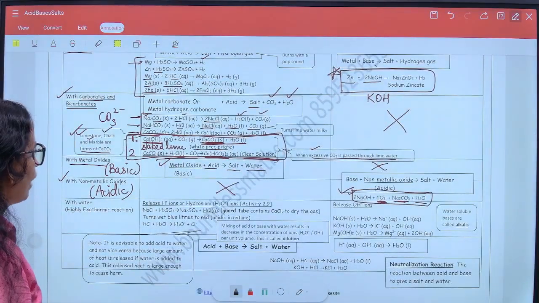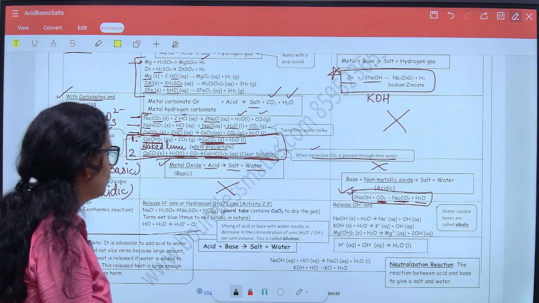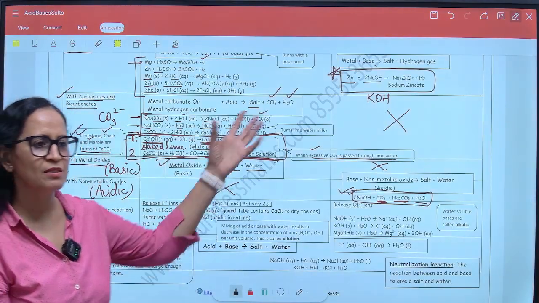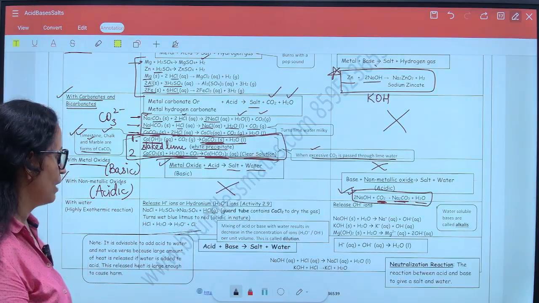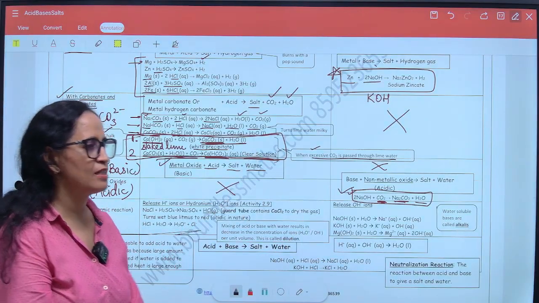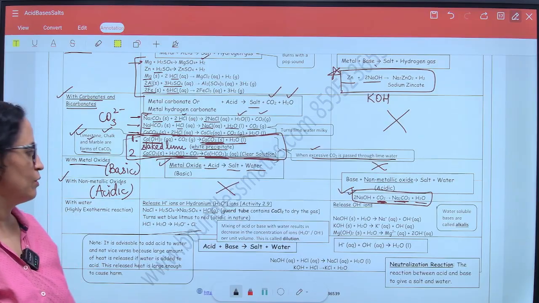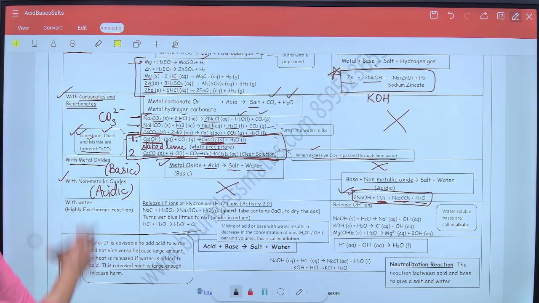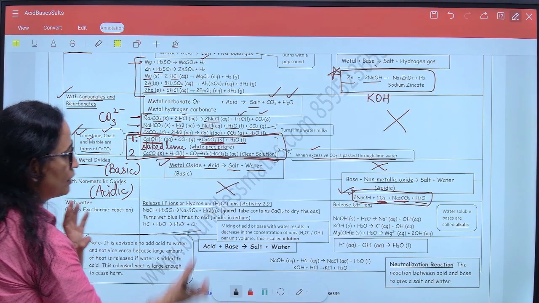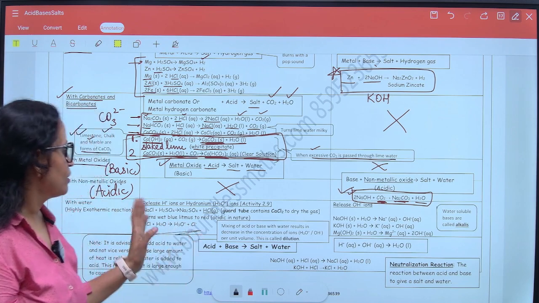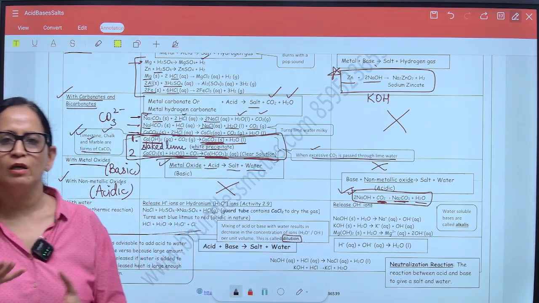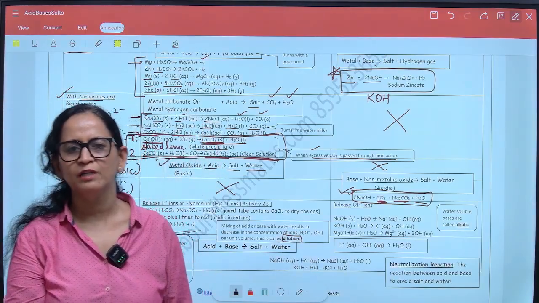Now with water, how do acids and bases behave with water? Acids release H plus ions. Bases release OH minus ions, hydroxide ions. So this is the basic behavior of any acid or a base with water. But apart from that, what else is happening when water is added to acid? Now again, this process is called dilution. When you make any acid dilute or you lower down the concentration by adding more water.